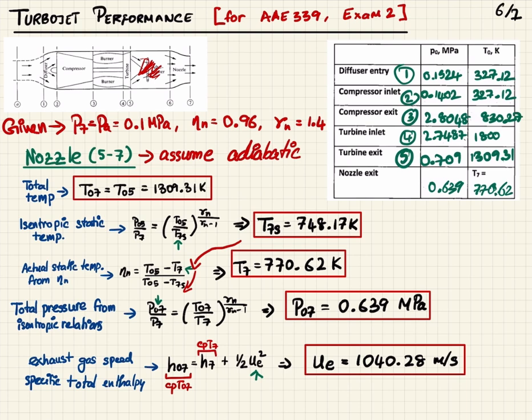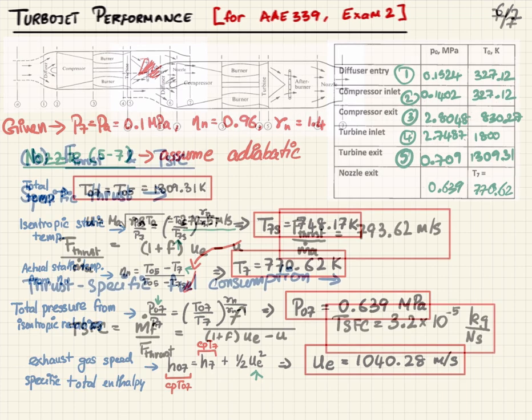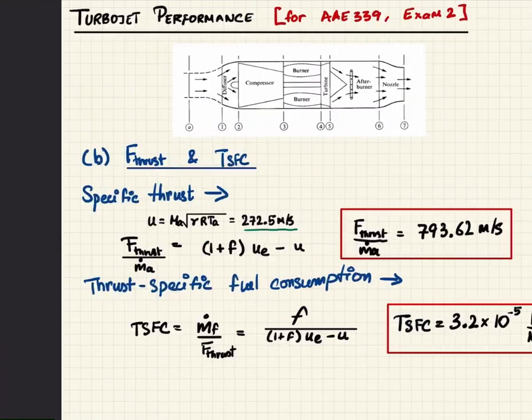Finally, we will solve for the exhaust gas speed, and to do this, we're going to apply yet again another energy balance, this time to the exit plane of the nozzle. Since the mass flow rate here is constant, we're going to work with the specific stagnation enthalpy this time. So this is analogous to the total energy being the sum of the potential energy as well as the kinetic energy, right? So we know all of these quantities, so we can solve for our exhaust gas speed, and we determine that to be 1040.28 meters per second. Okay, now we have solved part A. We're going to move on to part B.